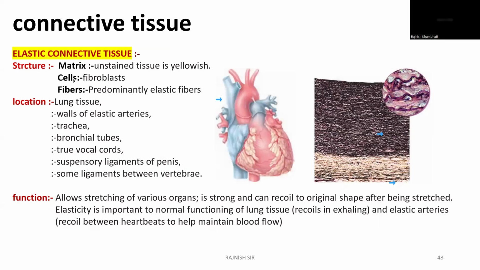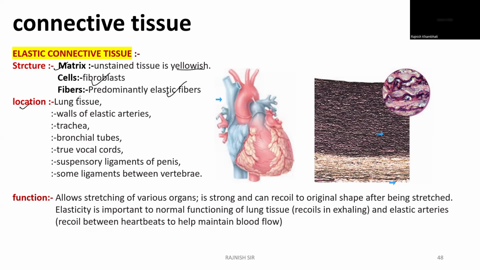Next is elastic connective tissue. Structurally, the matrix is unstained tissue that is yellowish, with very little extracellular matrix. The cells are fibroblast cells and the fibers are predominantly elastic fibers, because we require elasticity. And because of that, the name is given elastic connective tissue. It has high elasticity.